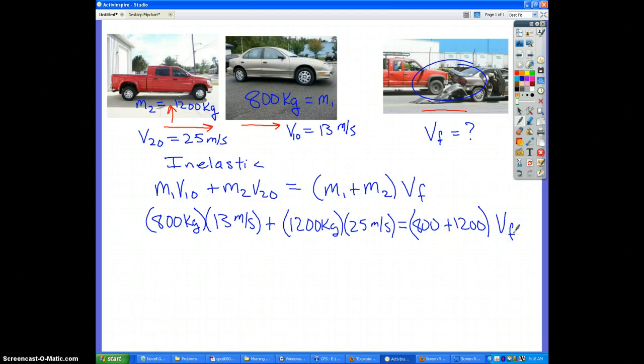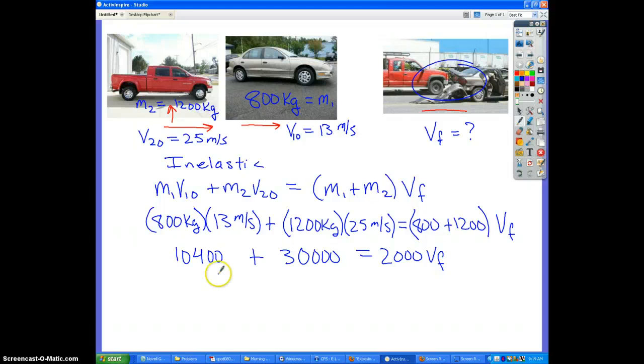If we do our math, 800 times 13 would be 10,400 plus, and then the next value would be 30,000 for 1,200 times 25, and that should be equal to 2,000, the sum of 800 plus 1,200, times our final speed. Notice that we've dropped our units, knowing that our final speed should be in meters per second.